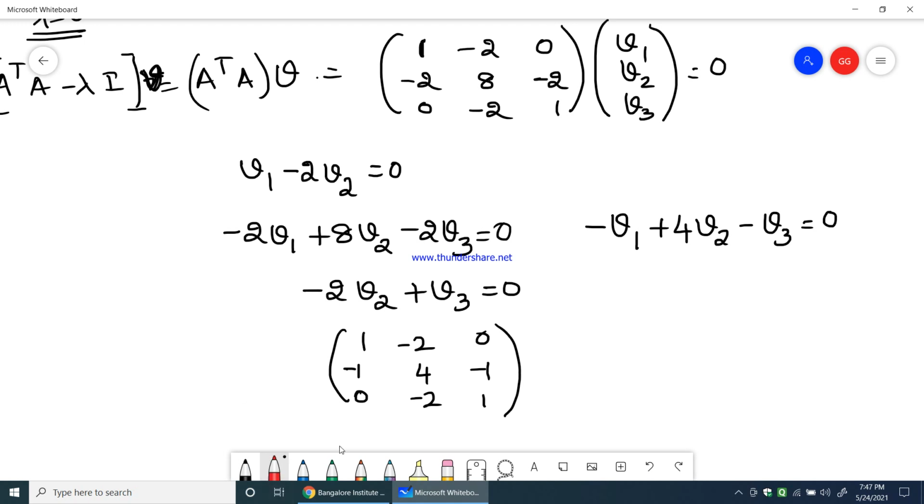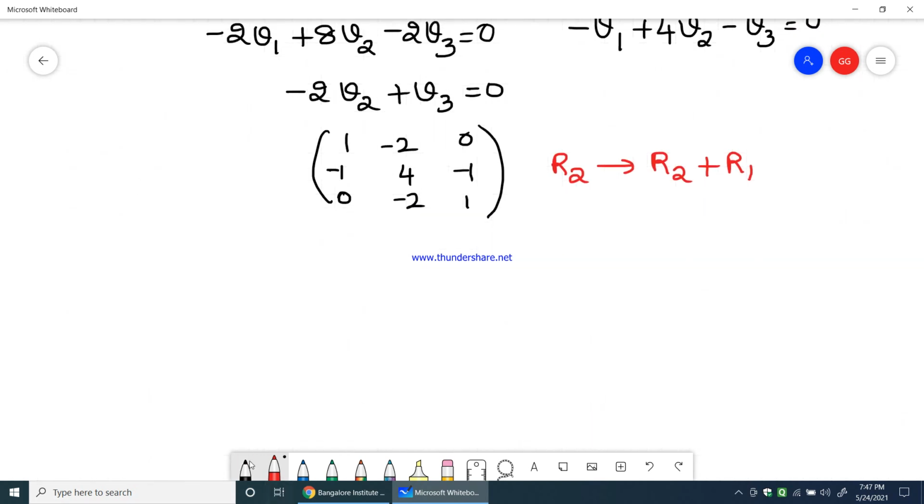Now what I'll do is I'll take row 2 and I will add row 2 with row 1. This is the row operation which I'll do. You can do row operations, reduce the matrix, and then you can also find out what is V1, V2, V3. So in that case, what will I get here is 1 minus 2 0. So here 1 minus 1, which is 0, because you are adding, minus 2 plus 4, which is 2, and then 0 minus 1 is minus 1. Then I got 0, minus 2 and 1.